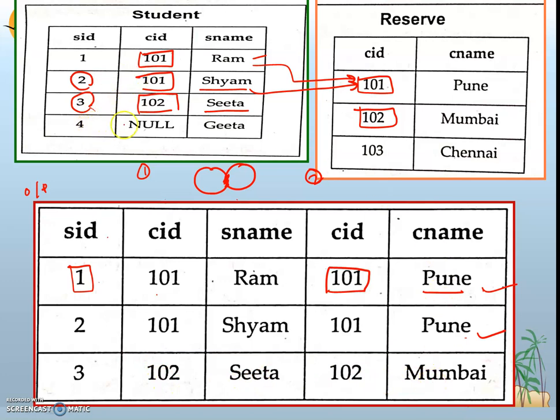And the last one, if you check, there is no value called null in the second table. At the same time, there is no data of 103 in the first table. So this one and this one are cancelled. So this will be the final output. Hope the concept is clear. Thank you very much.